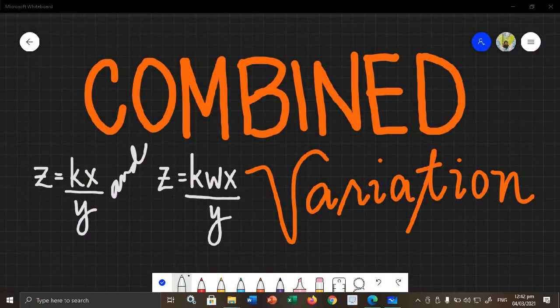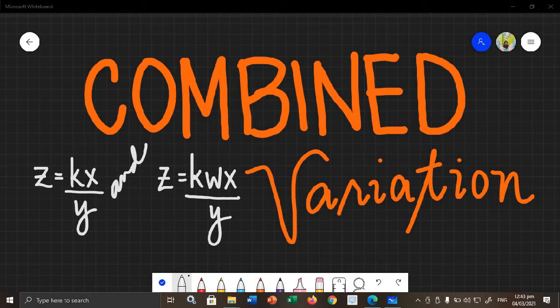For this video, we are going to talk about combined variation. When we say combined variation, from the word combined, it is actually a combination of the first three previous variations that we talked about. It can be a combination of direct and inverse variations, or a combination of joint and inverse variation.